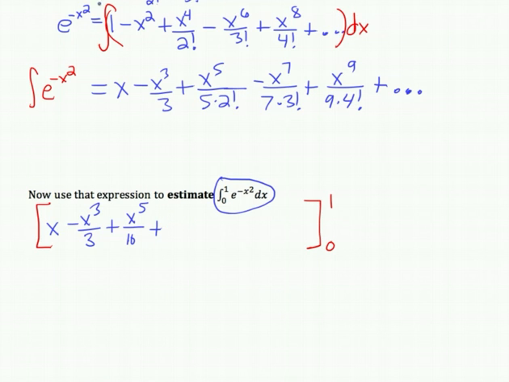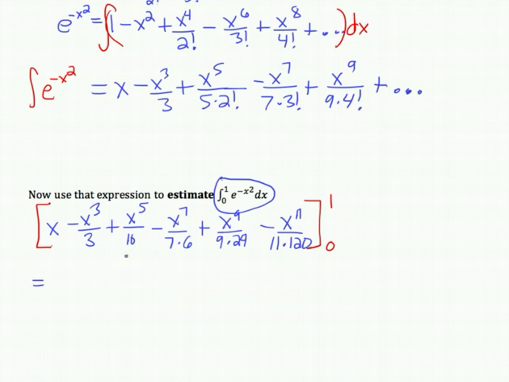Alrighty, so a plus, that's not supposed to be a plus, let's fix that up. That is supposed to be a minus. So we're going to have minus x to the 7th over 7 times 3 factorial, which is 6. And we're going to have plus x to the 9th over 9 times 4 factorial, which is 24. If we want one more step, let's go one more step. So we'd have minus x to the 11th over 11 times 5 factorial, which is 120. That should give us a pretty good estimate. So now let's go ahead and evaluate that.